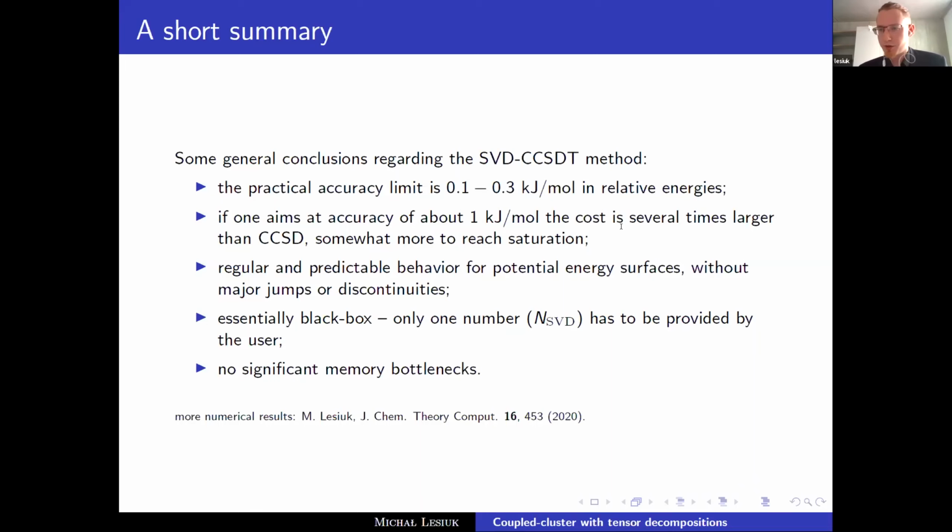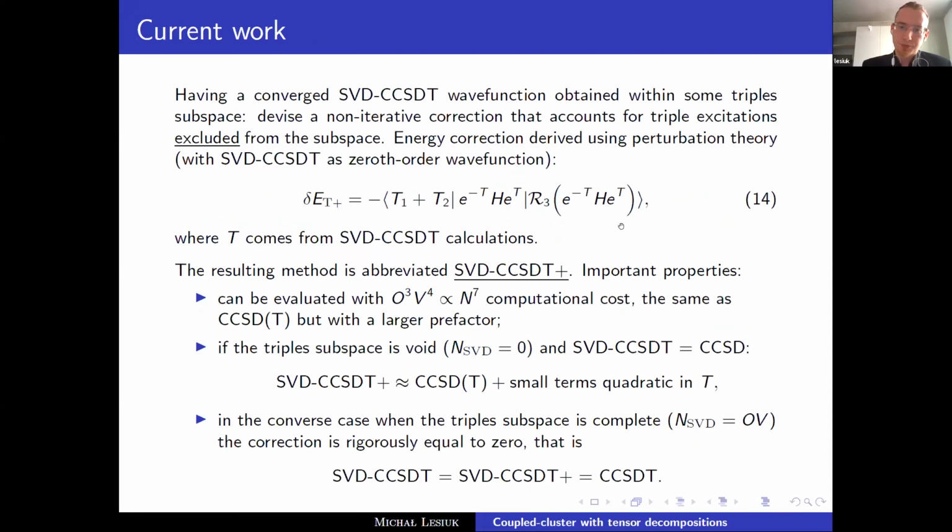You typically do calculations for 2, 3, or 4, and you see whether they stabilize or not. So you don't have to specify any triple excitations by hand or anything like that. Everything is done automatically. And the last thing, there are no memory bottlenecks because you don't store the T3 anymore. You store only this compressed quantity that is much, much smaller than the full rank triples tensor.